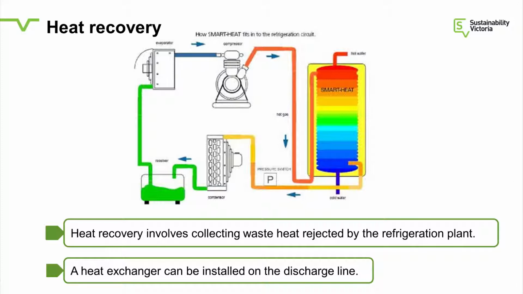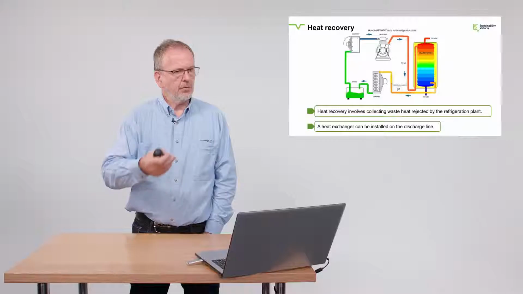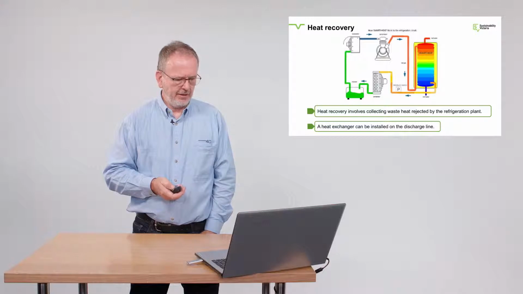So we have, in the simple case, as shown on this diagram, a hot water tank, and the discharge gas that comes from the compressor is simply routed through this tank before it goes to the condenser, and it just lifts that water up to typically 50 to 60 degrees. So that's a classic solution that has been used by supermarkets forever, really. So most supermarkets have all their hot water coming from the refrigeration system. And that avoids electric or gas heating.